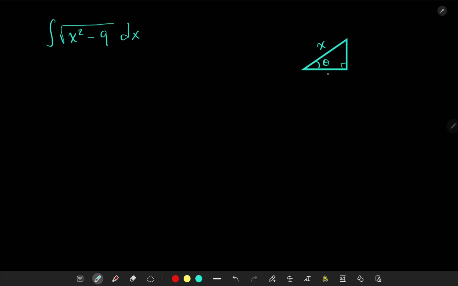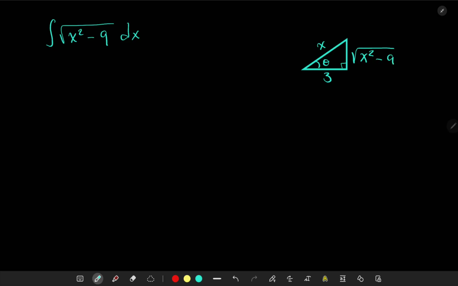Where do you put it? You put it here or you put it here? Well, remember, you're going to have x divided by something, and that is going to be hypotenuse over adjacent or hypotenuse over opposite. What that means is you're going to end up with a secant or cosecant. So you put it here, so you get hypotenuse over adjacent, which is going to be your secant.